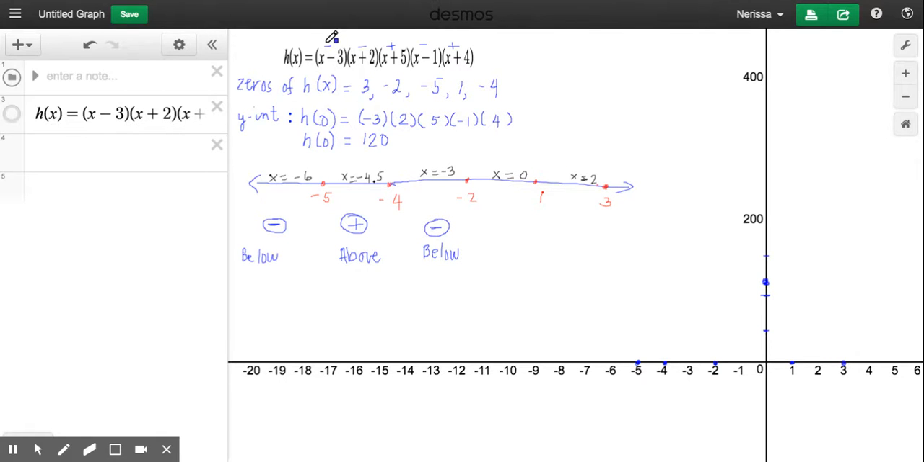When x equals 0, this is negative. When x equals 0, this is positive. X equals 0, this is positive. When x equals 0, this is negative. And when x equals 0, this is positive.